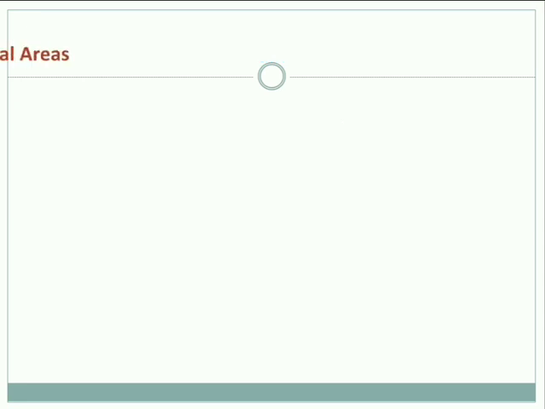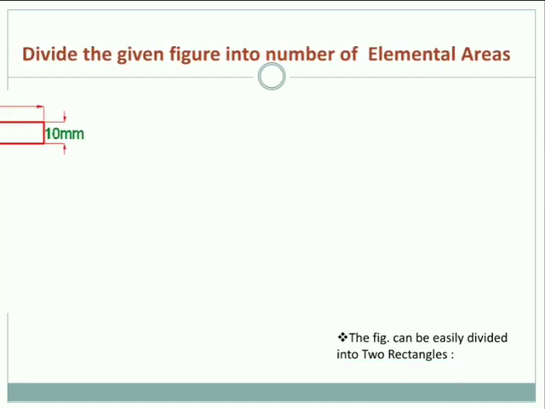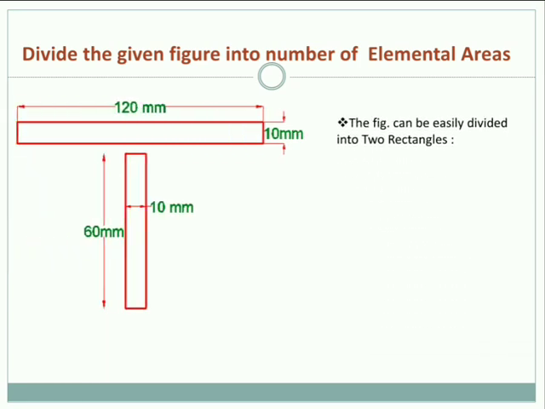So next is the second step. Divide the given figure into number of elemental areas. So the given T section can be divided easily into two rectangles. The first rectangle is of 120 by 10 and the second rectangle is of 10 by 60. So this step is very easy. We have divided our T-shaped figure into two rectangles.